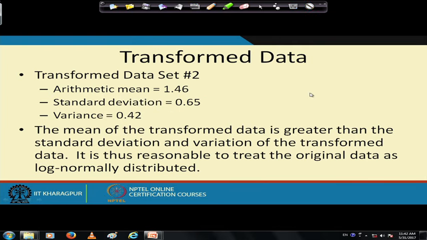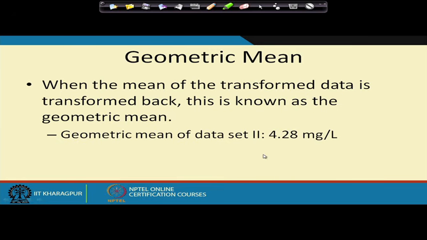Once we have done that, there is a term called geometric mean. You may have heard about this term.